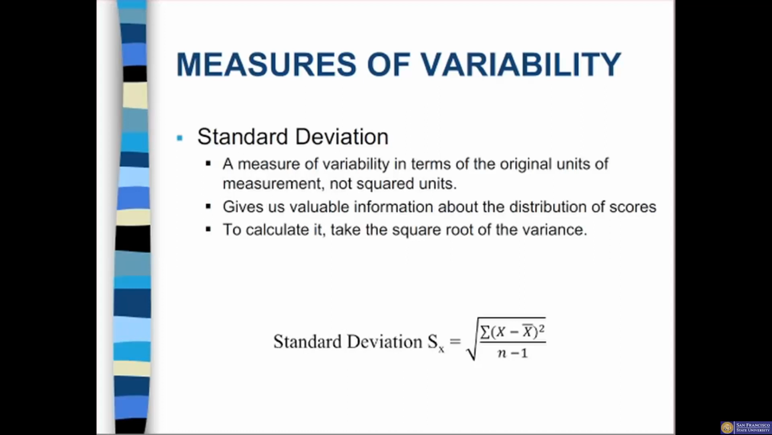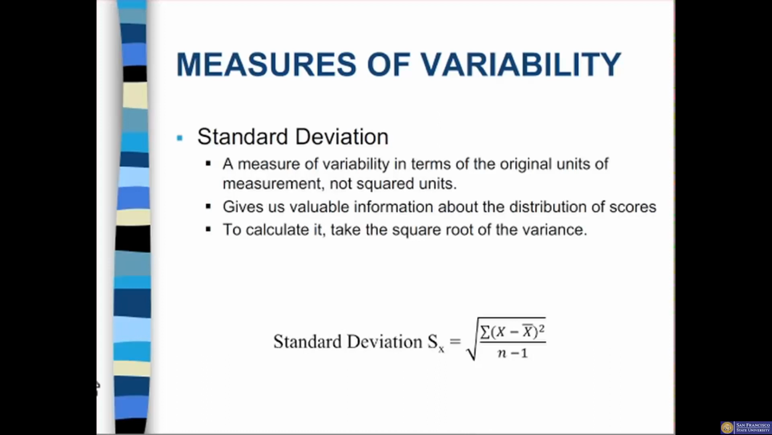So the standard deviation is the square root of the variance. I have the equation here for standard deviation listed below. It's a measure of variability. I'm sorry, it is the square root of the variance. So the standard deviation squared equals the variance. It gives valuable information to us in terms of the distribution of scores. To calculate it, you take the square root of the variance, listed here as part of our equation.